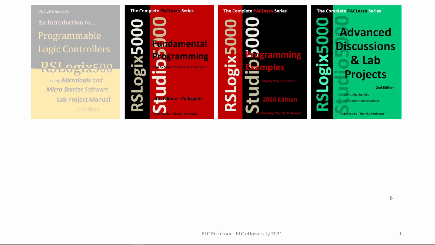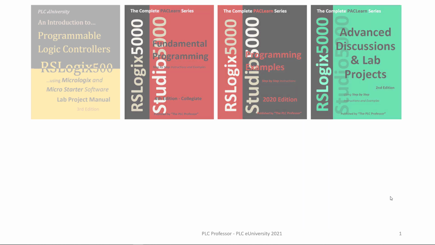Then for 5000, RS Logix 5000, Studio 5000, we have 3 volumes: Fundamental Programming, Programming Examples, which is really one manual broken into 2 volumes, and then the Advanced Discussions and Lab Projects. The software for this hardware that this programs, the least expensive license is about $1,000, just under $1,000. And the hardware is also relatively expensive. You can find used CompactLogix with some I/O in the $500 range, but the minimum license is going to be just under $1,000.